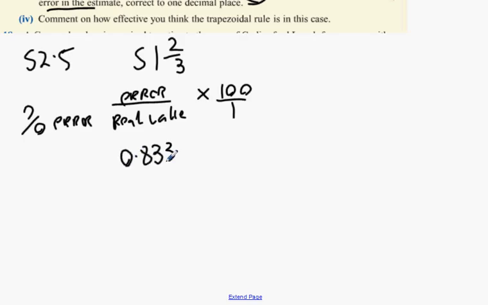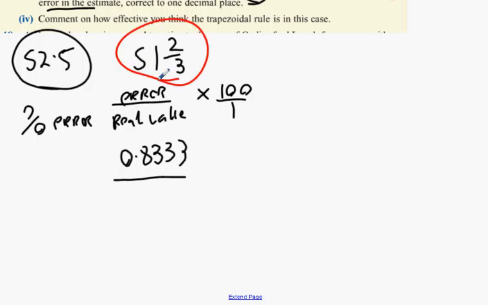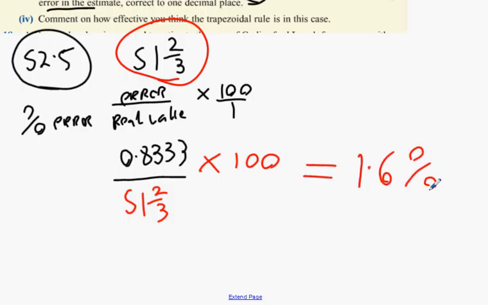What's the real value? The 52.5 was an estimate. The real value, however, is the one we're given. It says it in the language of the question. So divide 0.8333 over 51 and 2/3, multiply by 100. What do you get? 1.6%. Finally, comment on how effective the trapezoidal rule was in this case.